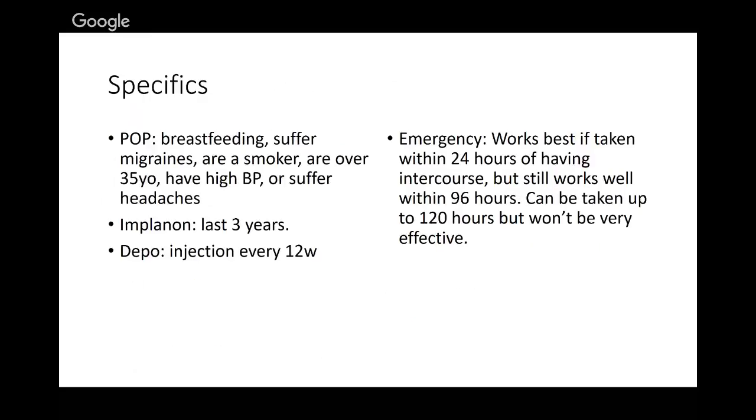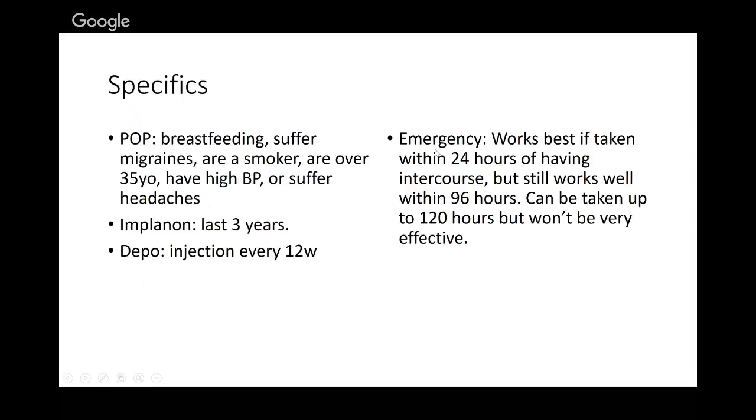The other thing is with the progesterone-only pill. It's good to remember this one specifically, because if you want to use the pill but you're breastfeeding, or you have migraine, or you're a smoker, or above 35 years old and obese, so a lot of bad things going on, then it's good to use the progesterone-only pill rather than the combined one. Implanon is the one that lasts 3 years. So if somebody doesn't want to repeatedly take the pill to maintain contraception, then you can use Implanon. Depot is the one that involves injection. Hopefully you don't have to choose this one.